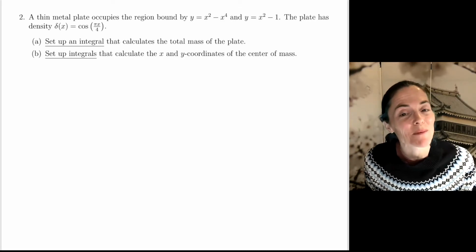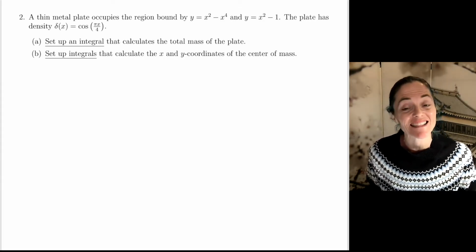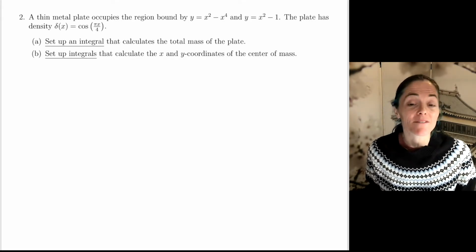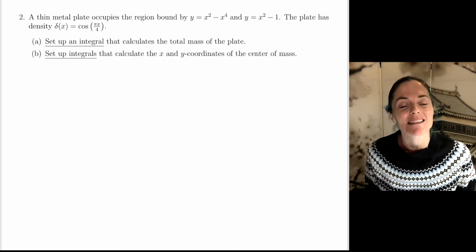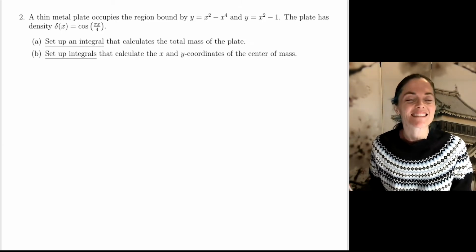Next one, we have a metal plate, and it occupies a region between x squared minus x to the 4th and x squared minus 1. We're told the plate has density cosine of pi x over 4. And this is set up only, so we want to find an integral that calculates the total mass and find integrals that calculate the x and y coordinates of the center of mass.